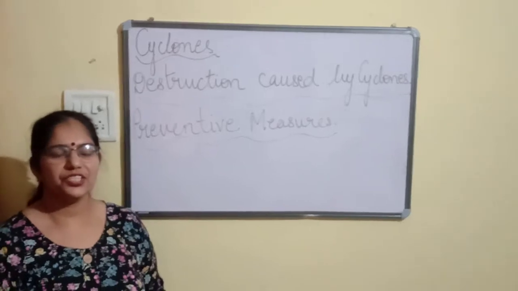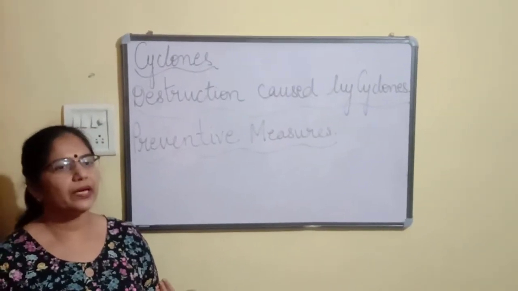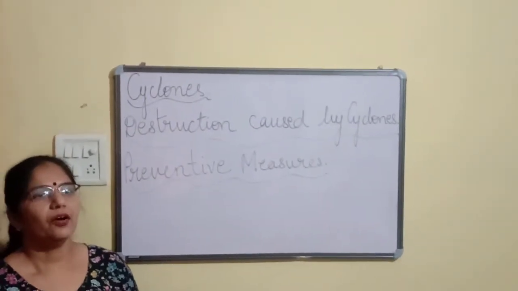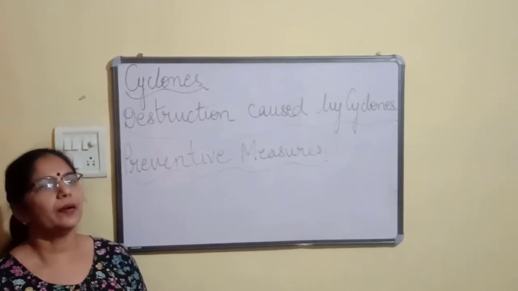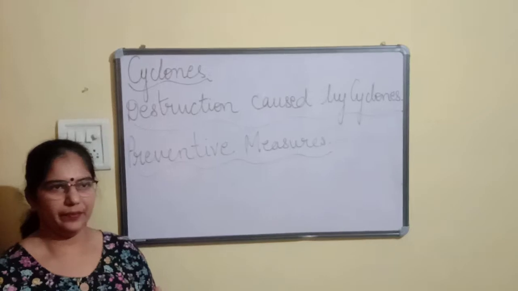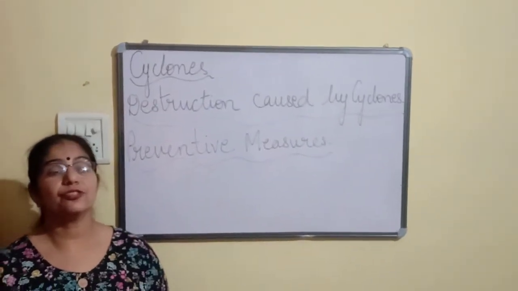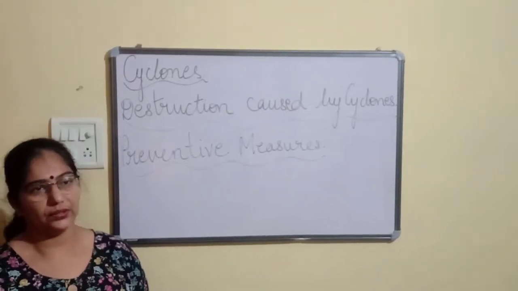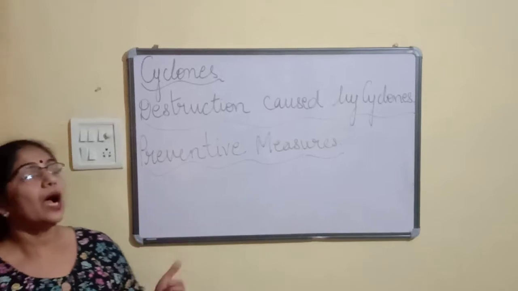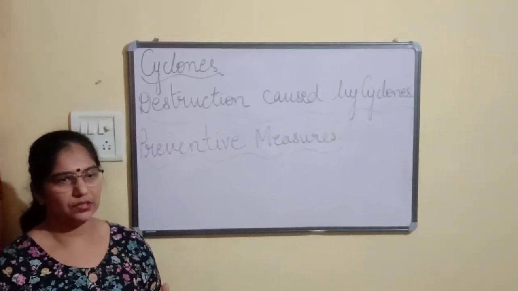Children, in our previous session, we discussed what thunderstorms are. Just a quick recap: a thunderstorm is an event in the environment when strong winds are accompanied by heavy rainfall, thunder, and lightning. Now today, children, we are going to discuss another natural disaster, that is cyclones. You must have heard this. Today we will discuss in detail what cyclones are and how they are formed.